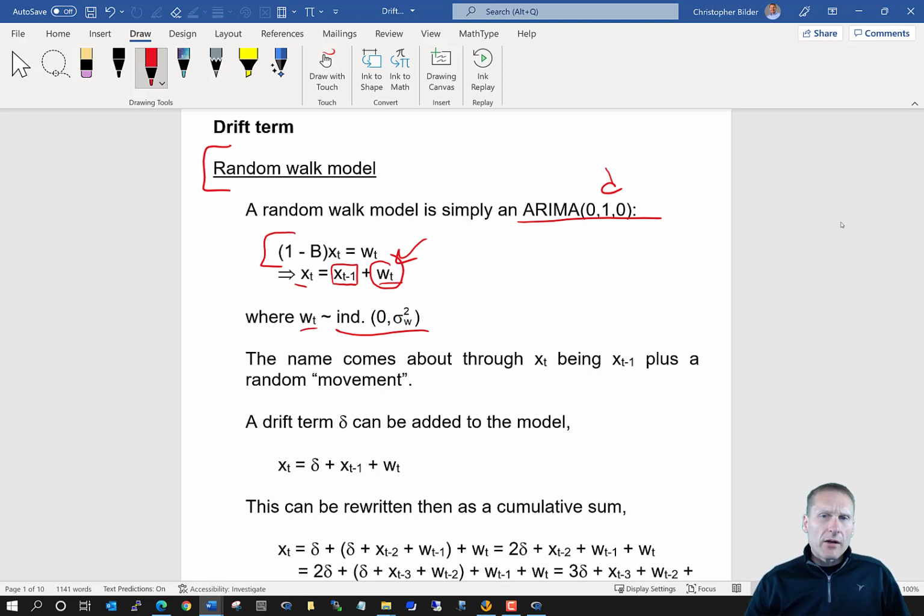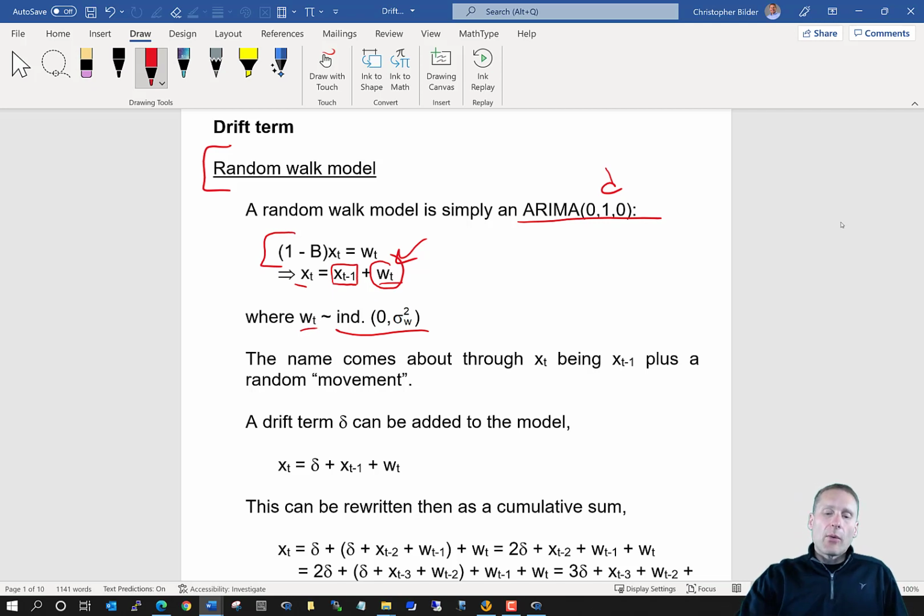This random walk model occurs in a number of different places in actual application. For example, in financial time series, like with respect to the stock market, due to what's called in finance the efficient market hypothesis, a random walk model can be used in that kind of setting.